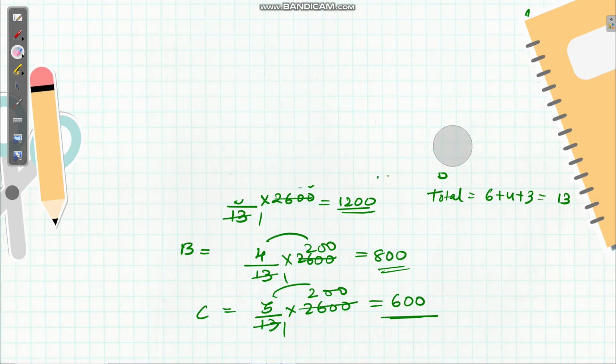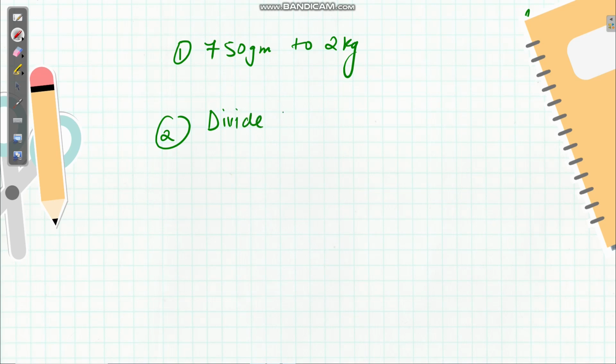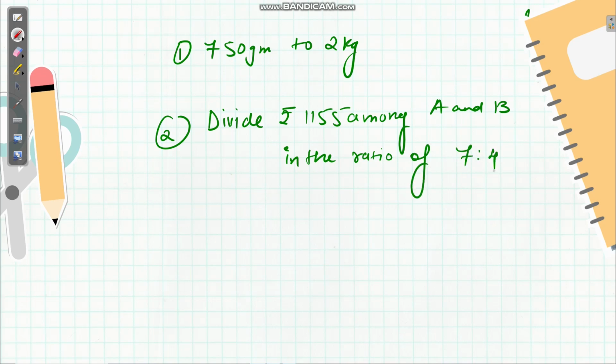So I'll give you one question as a practice question. Please let me know the answer in the comment section. Your question is, first find the ratio of 750 grams to that of 2 kg, and second, divide rupees 1155 among A and B in the ratio of 7:4. Please let me know the answer for the first question and the second question.